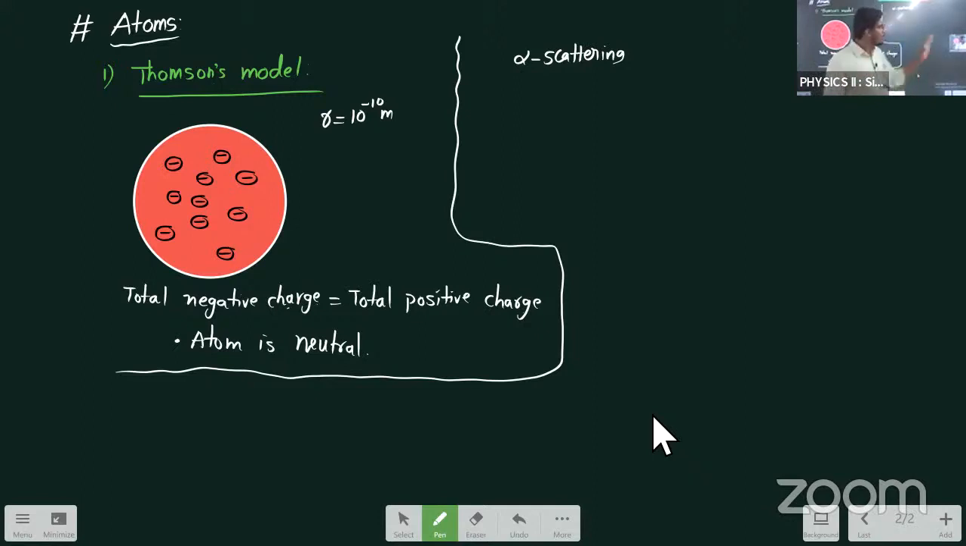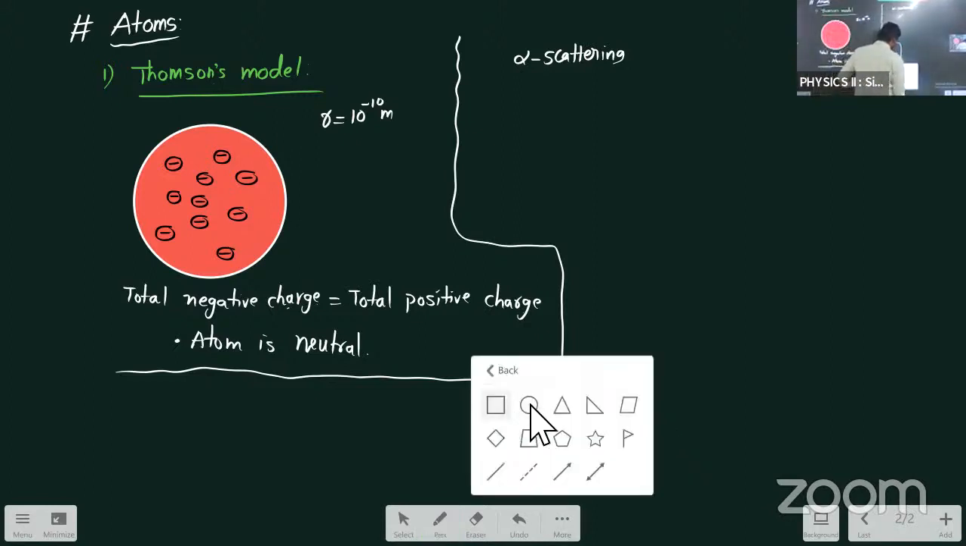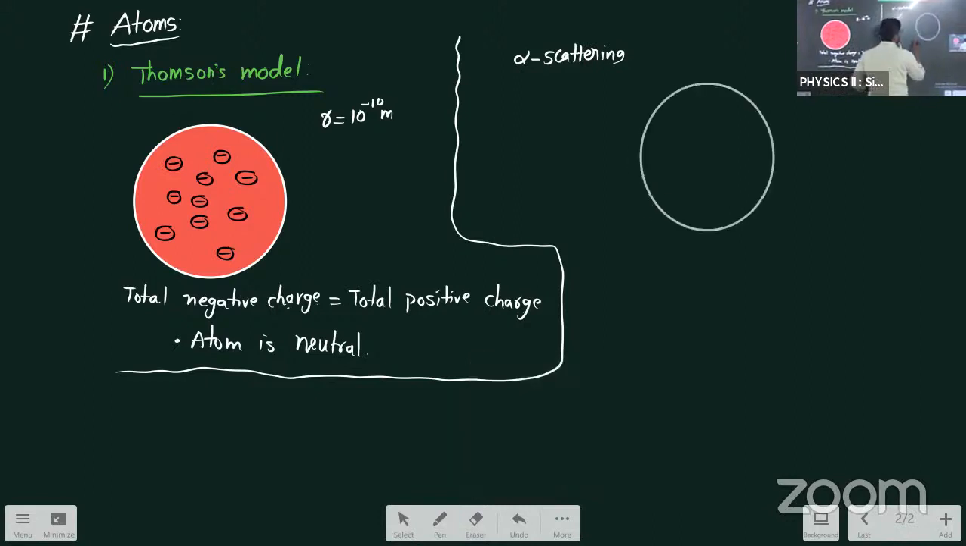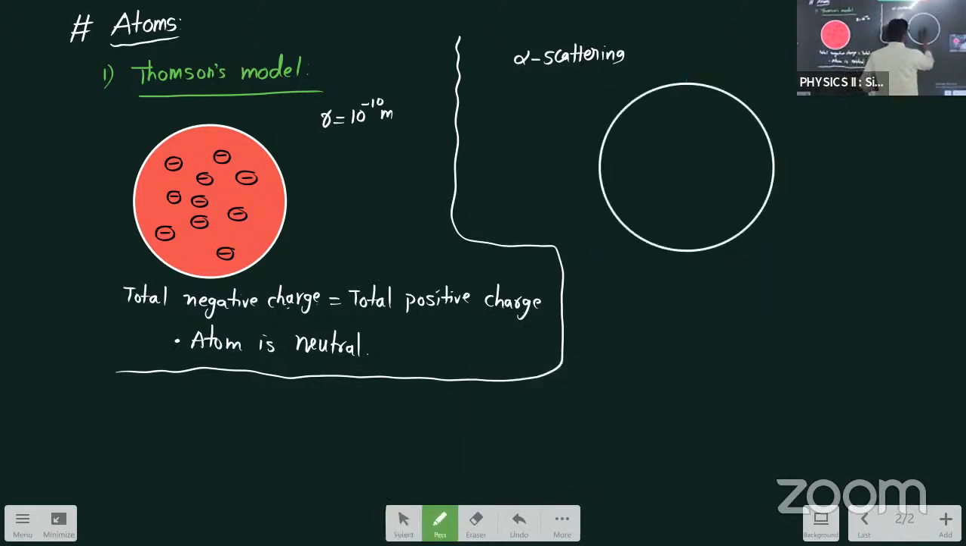So Rutherford said that no, this entire region is not positively charged. He said that there is only a small region inside the atom where the entire positive charge is located, and he called that region the nucleus. He said that a large amount of space in atom is empty. Only at one small region at the center of that atom is the entire positive charge located, and that region he called the nucleus. So I hope you understood the defect of Thomson's model.